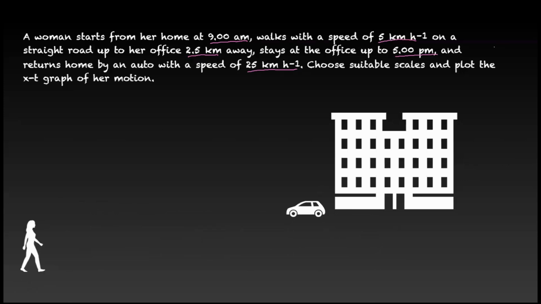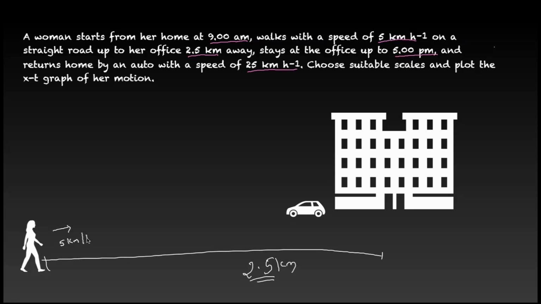Okay, she starts from her home at 9 a.m. Then she walks a distance of how much? 2.5 kilometers. Her office is at a distance of 2.5 kilometers. And what speed is she walking with? She is walking with a speed of 5 kilometers per hour. Am I correct?